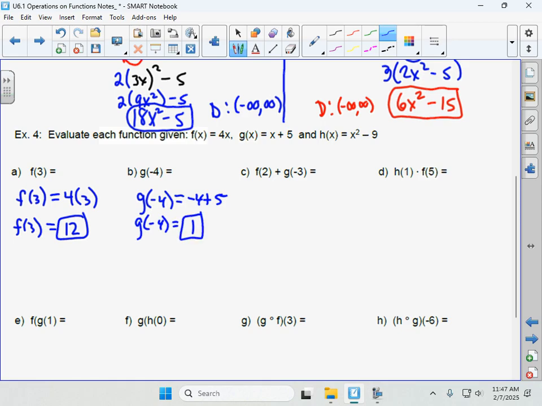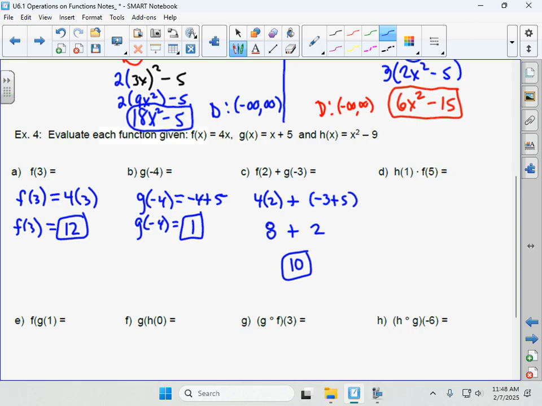All right, C, find f of 2 plus g of negative 3. All right, so here we're going to find f of 2 first. So that means we're going to plug 2 in for x in the f function. So that's 4 times 2 plus, and then we're going to plug negative 3 in for x in the g function. So that's negative 3 plus 5. All right, so then this is 8, and this is 2, and then 8 plus 2 is 10. All right, so find the value of each function separately, and then do the adding or subtracting or whatever they want you to do.